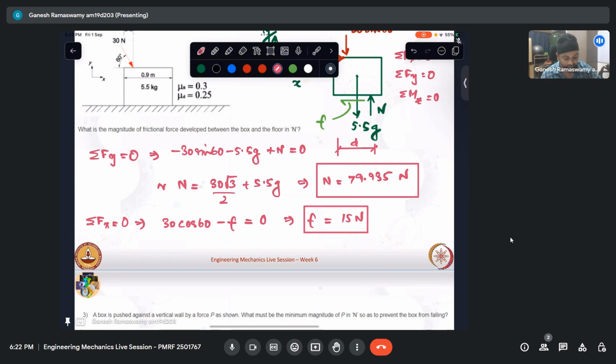Now we have got the frictional force magnitude to be 15 Newton. We can just cross check if this is satisfying the Coulomb's law of friction, which implies F is less than or equal to mu s n. So n we know, n is this, and then mu s we have been given as 0.3. So 79.935 into 0.3 gives us 23.98. This is definitely less than 23.98 newtons, in which case this is correct. So we have got the frictional force mobilized as 15 Newton.